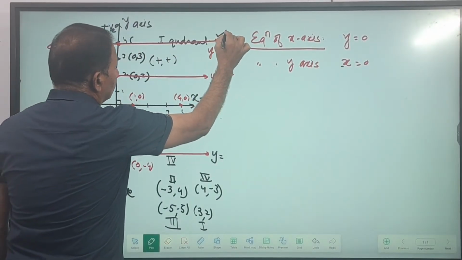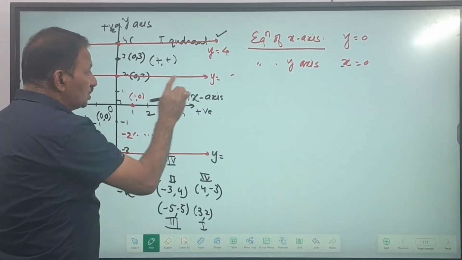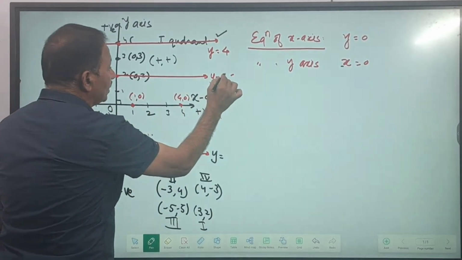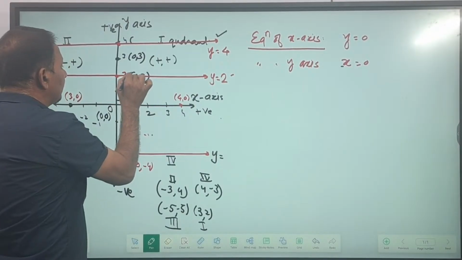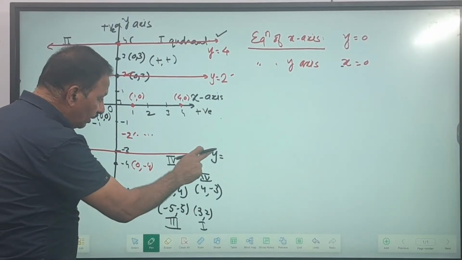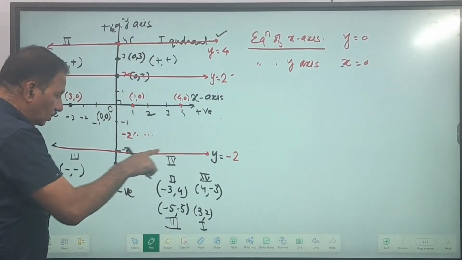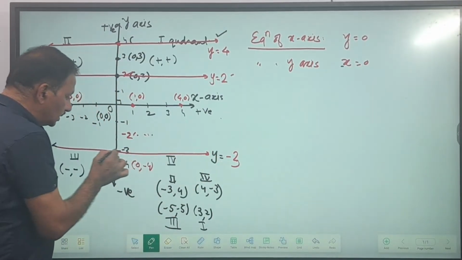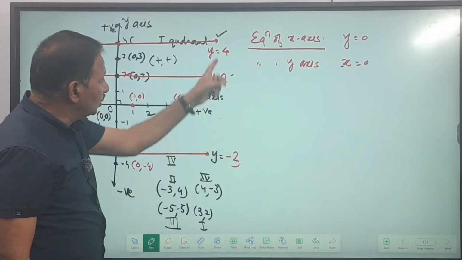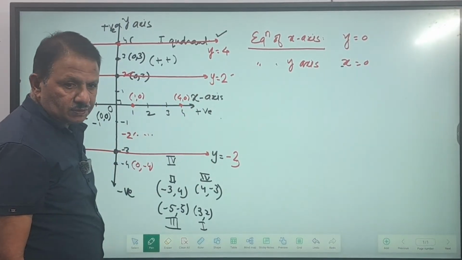So we can say that the equation of this line will be y is equal to 4. Similarly, can you tell me the equation of this line? This will be y is equal to what? 2, because this line is cutting the y axis at 2. Similarly, can you tell me the equation of this line? This will be y is equal to what? Minus 3, because this line is cutting the y axis at minus 3. Therefore, these three lines are parallel to the x axis.